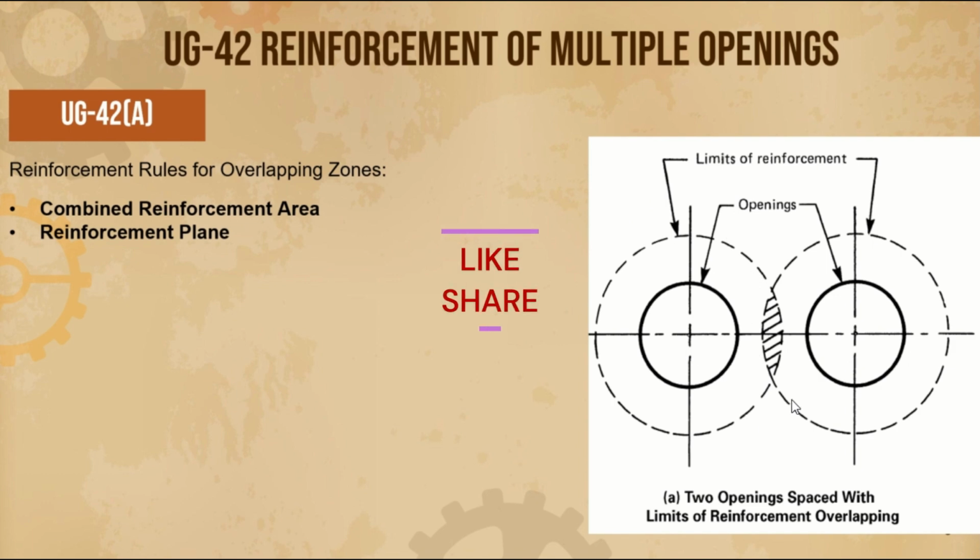And one more point I need to tell: you cannot double count any part of the material. For example, here it is merging, right? So this we can consider as a single part. We cannot double count this while calculating the limit of reinforcement for these two openings in the overlapped zone. So I hope you are getting this rule of reinforcement.